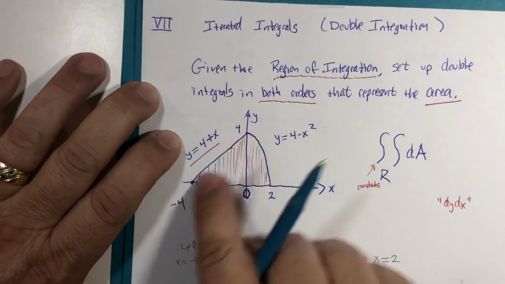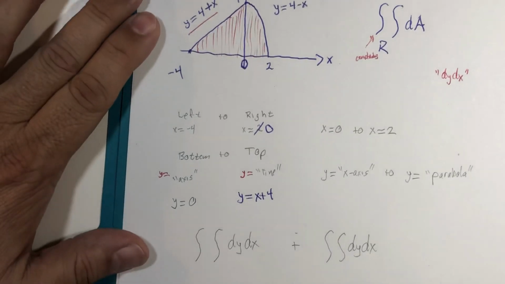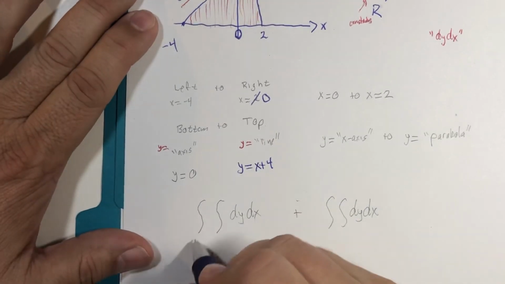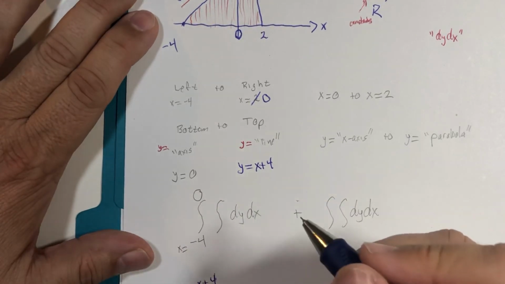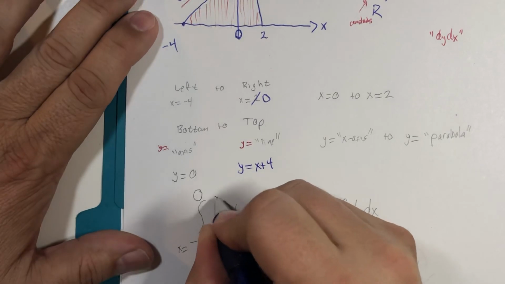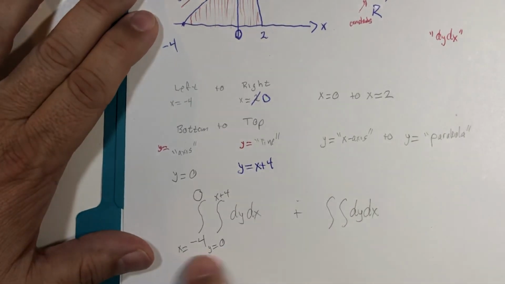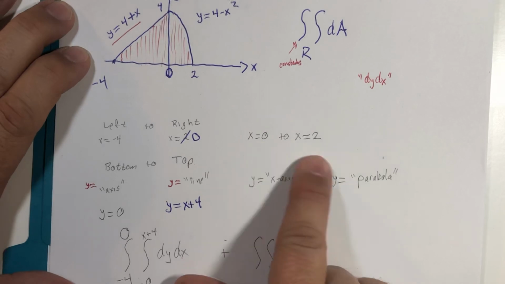for this region. And if I set up my first integral, x goes from -4 to x is 0. Y goes from 0 to x plus 4. This becomes the setup for the region that is that triangle. And then here, x goes from 0 to 2.